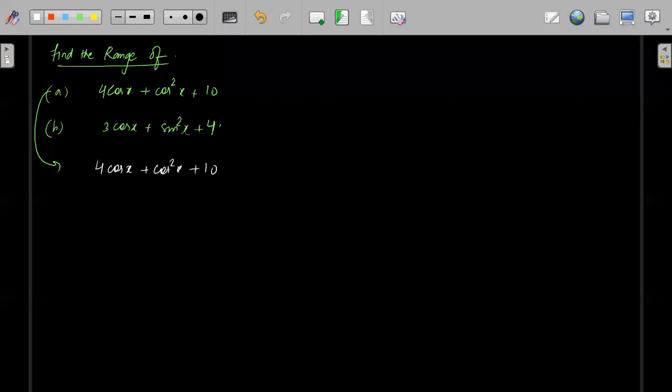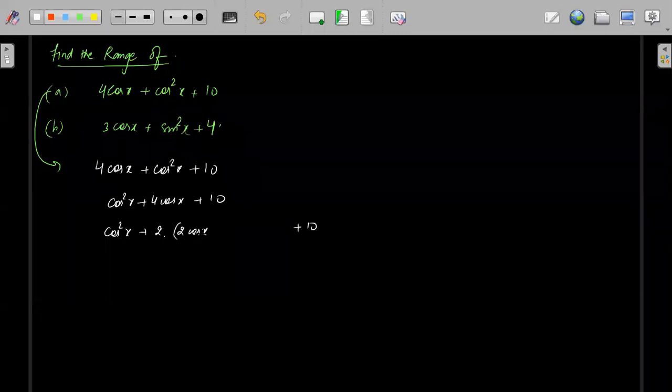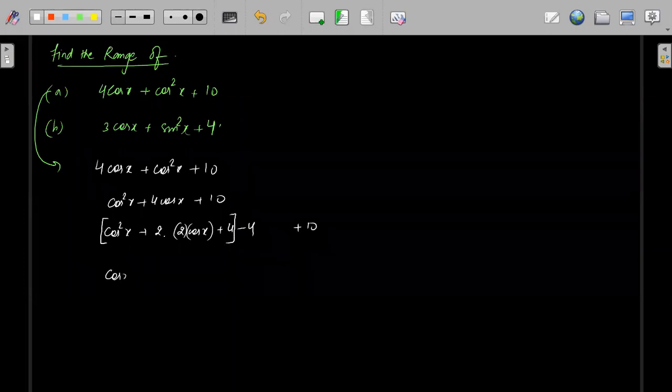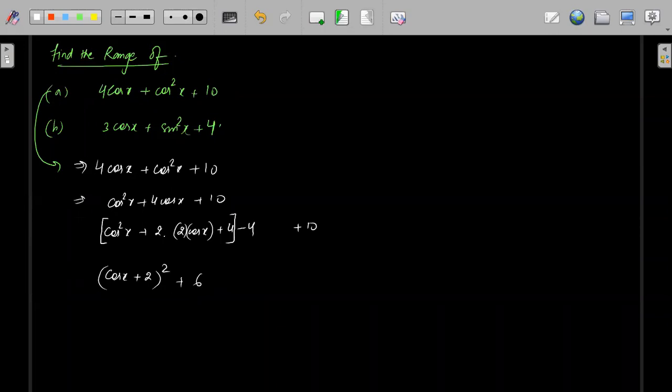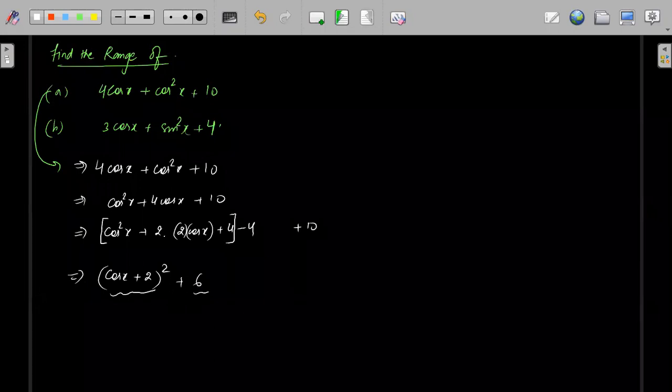Okay, chalo. So this is cos square x plus 4 cos x plus 10, right? So now this is cos square x plus 2 into 2 cos x plus 10. So 2 into cos x. I can write plus 4 and minus 4 here. Then this becomes cos x plus 2 whole square minus 4 plus 10, this becomes 6. Now the first part gets converted into a perfect square, and this is a constant.